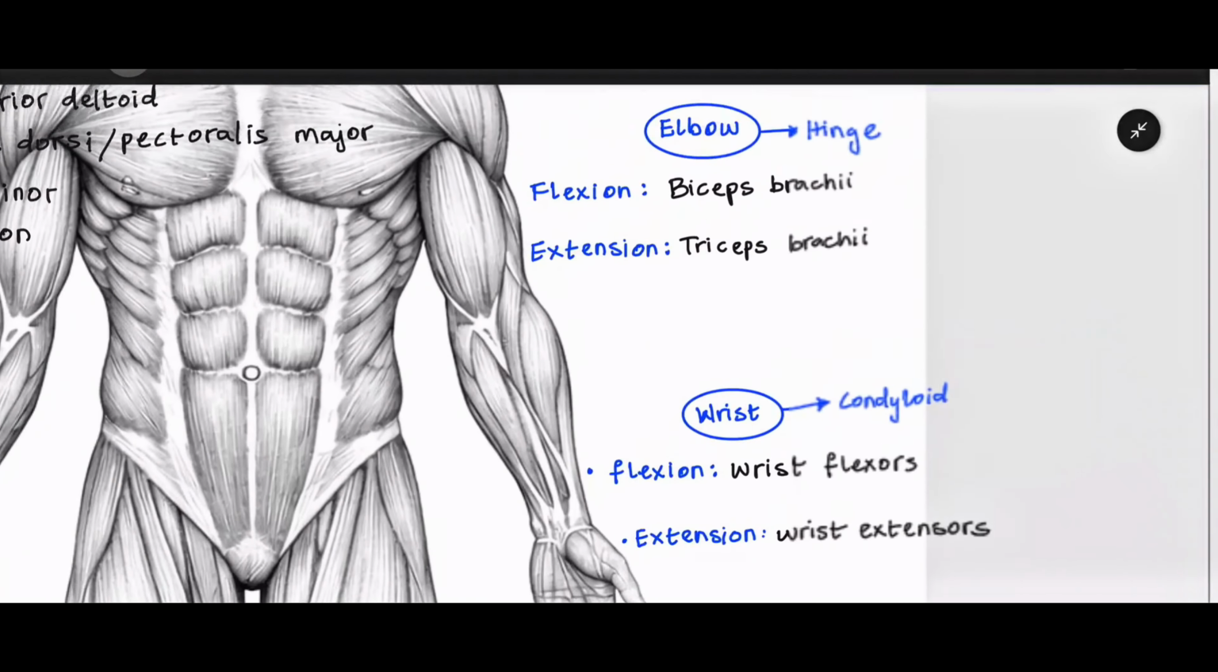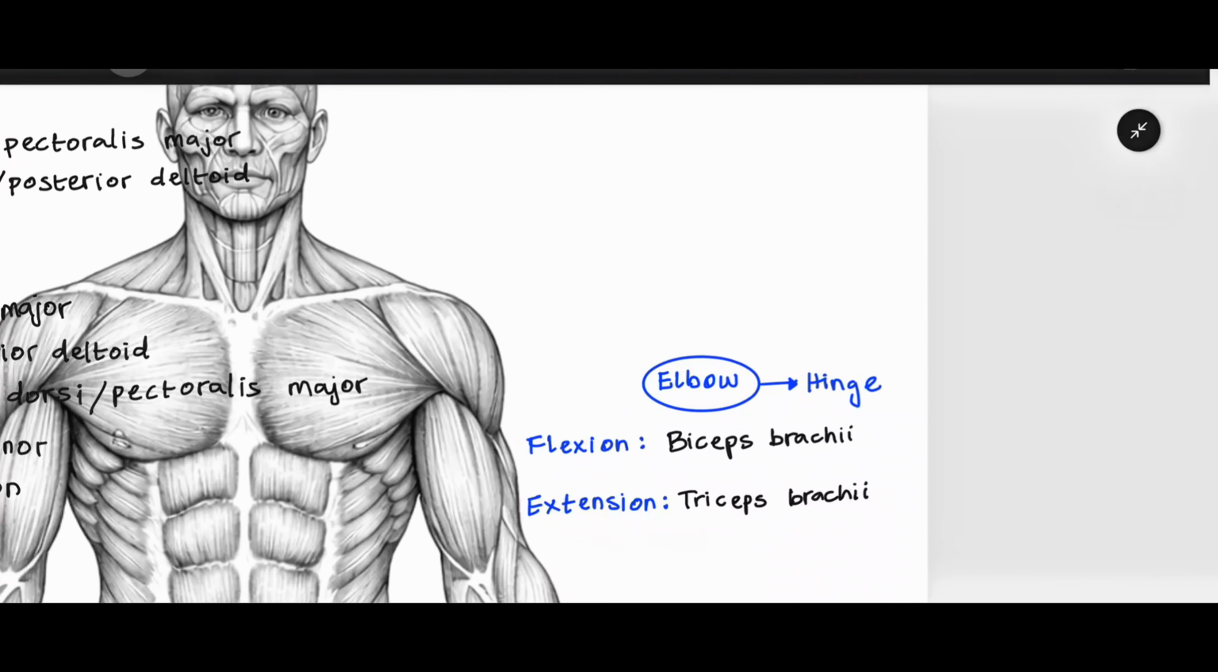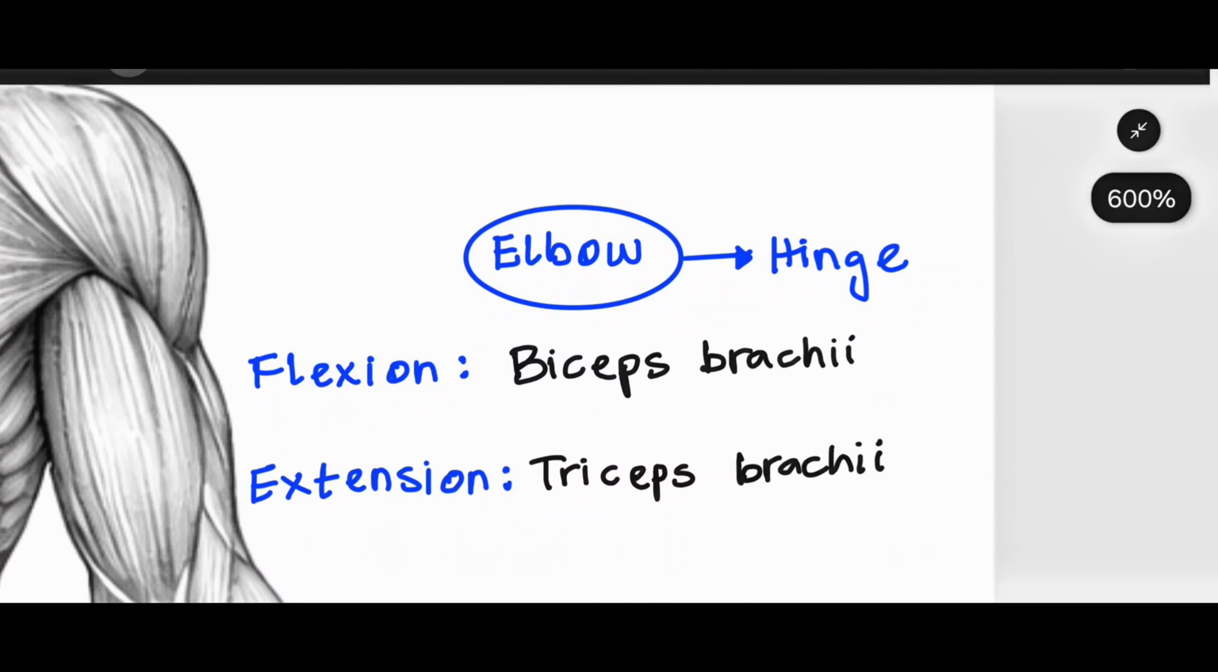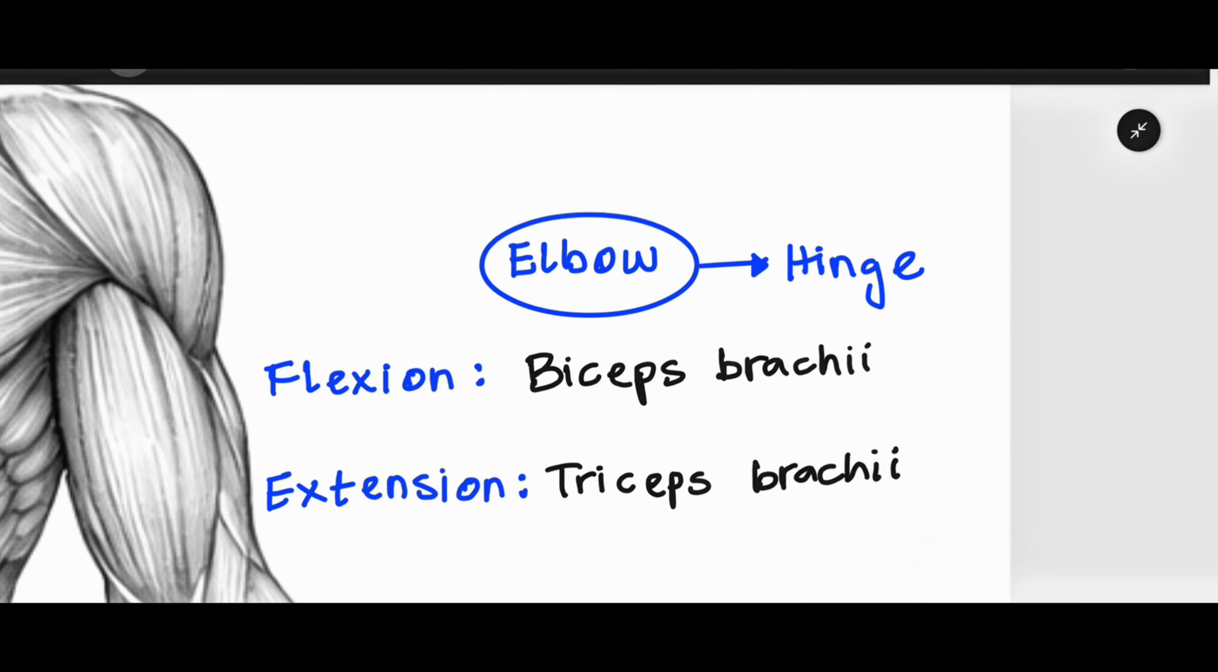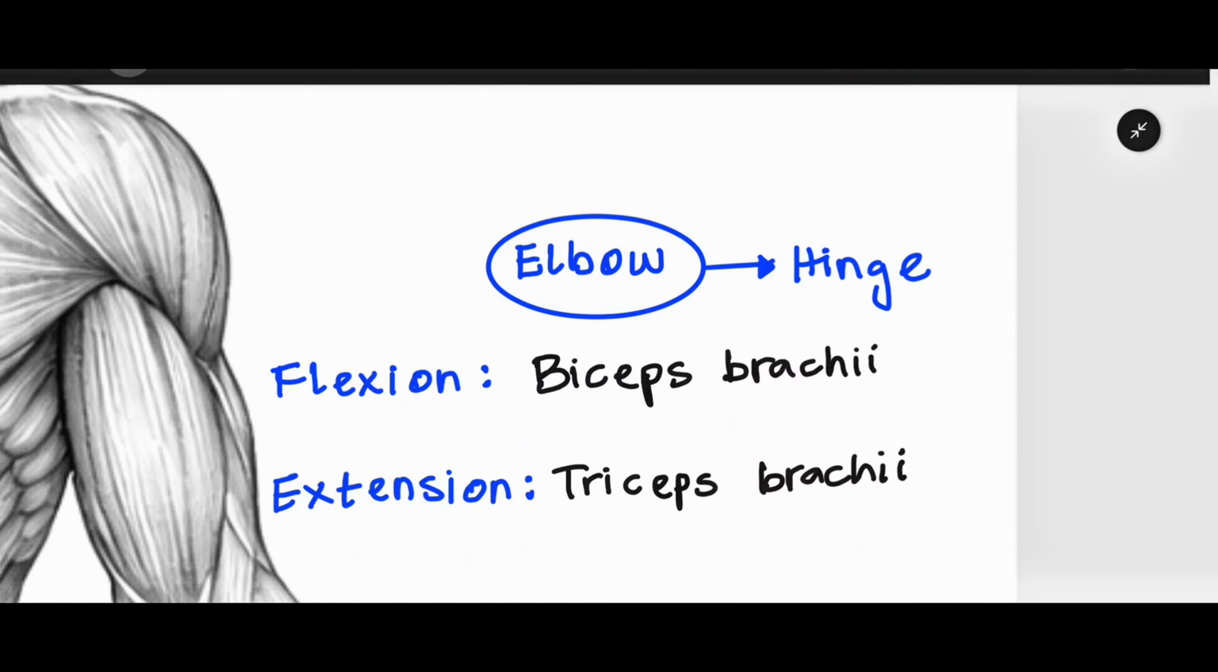All right, now let's look at the elbow. The elbow is a hinge joint and it allows two movements: elbow flexion and elbow extension. Elbow flexion is when you bend at the elbow, so the angle at the elbow gets smaller basically, and that is created by the contraction of the biceps brachii. Elbow extension is when you straighten your elbow, and that is created by the triceps brachii.